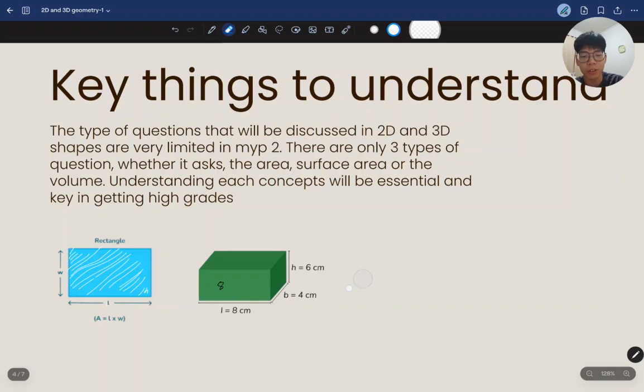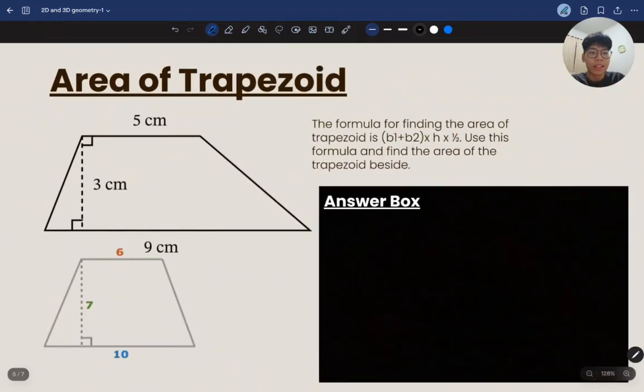Let's try with the rectangle next to us. 8 times 4, which is the base, multiplied by 6, which is the height, resulting in 32 times 6 equals 192. Simple as that. Now, another new shape that we start to learn is the area of a trapezoid.